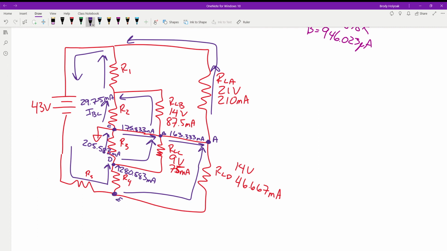And honestly, you can label these as any point you want, doesn't matter. Point E, we've got 280 going in, out. We've got 667 going out. How much do we have to have coming in and going through R5? Which is our I total. Okay? .25.